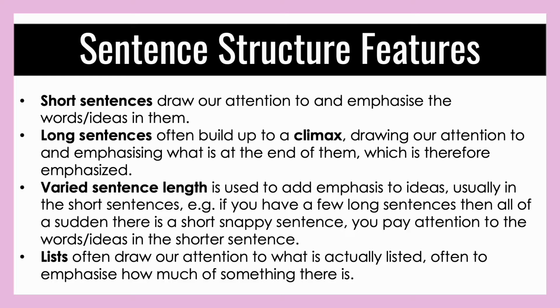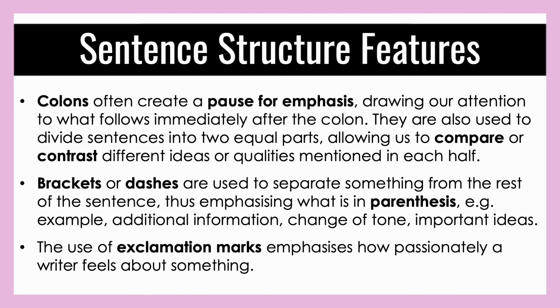Varied sentence length is used to add emphasis to ideas, usually in the short sentences. For example, if you have a few long sentences, then all of a sudden there's a short, snappy sentence. You pay attention to the words or ideas that are in the shorter sentence rather than those longer ones. Alongside all of that comes lists, which often draw attention to what is actually listed, often to emphasize how much of something there is. You can also have colons, which often create a pause for emphasis, drawing our attention to what follows immediately after the colon. They are also used to divide sentences into 2 equal parts, allowing us to compare or contrast different ideas or qualities mentioned in each half.